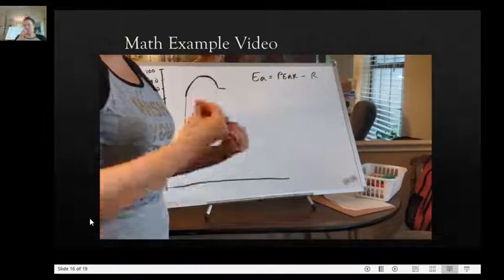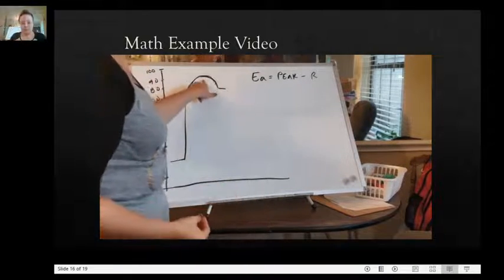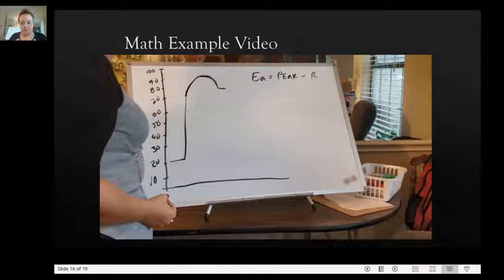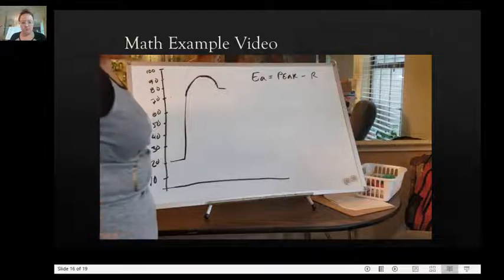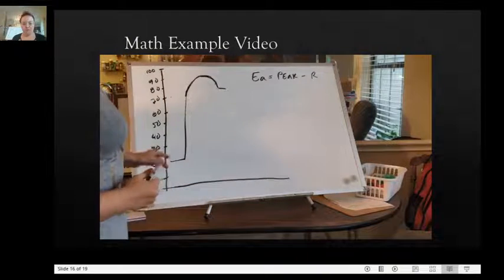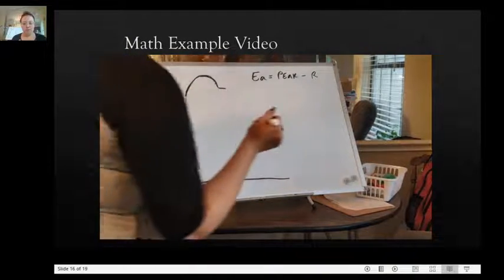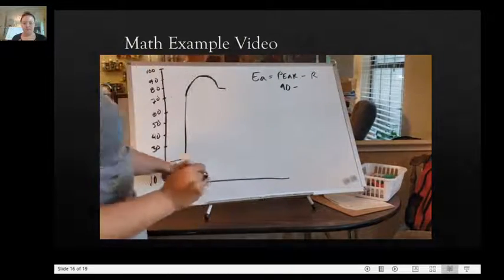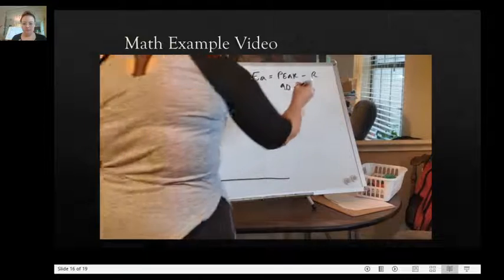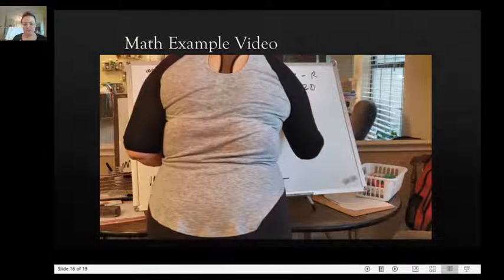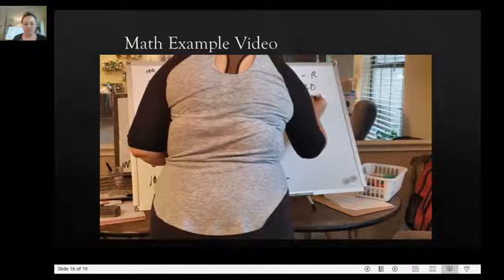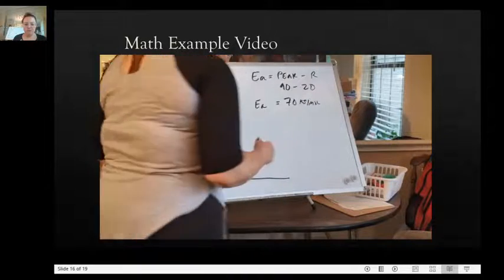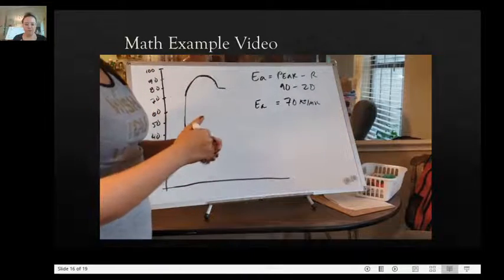Alrighty, so if you want the activation energy, we're going to take this peak energy, and we're going to subtract off the reactant energy. So for example, if our peak, let's say, is 90, the reactant energy down here at the beginning is 20, and that means that we need 70, we'll say kilojoules per mole to get our reaction started.